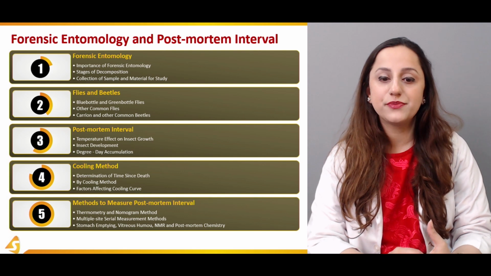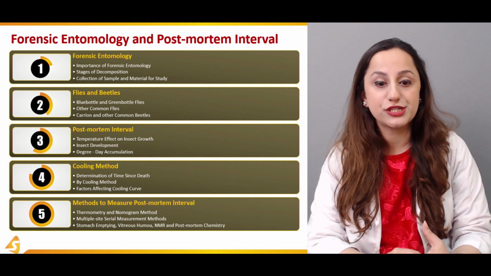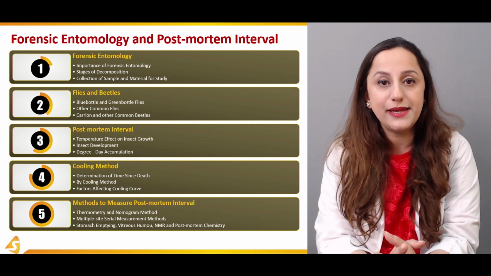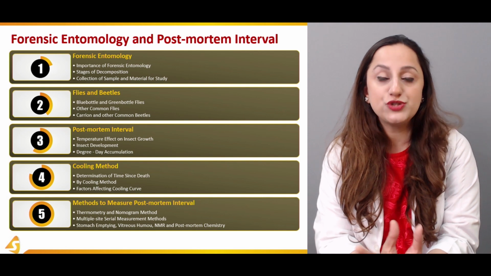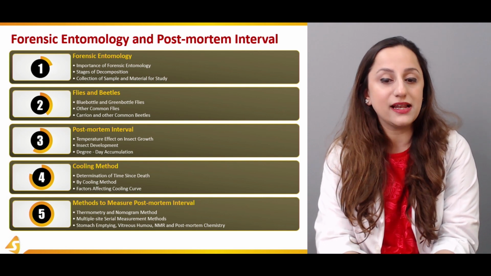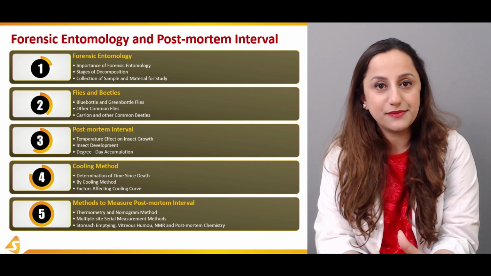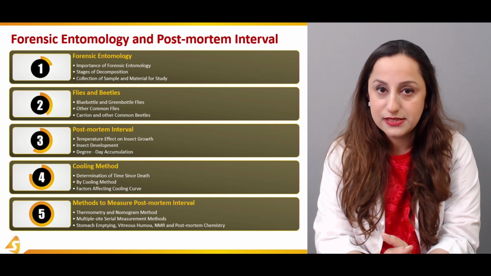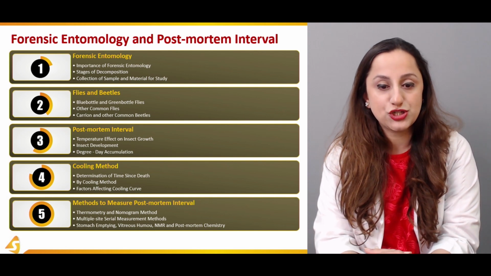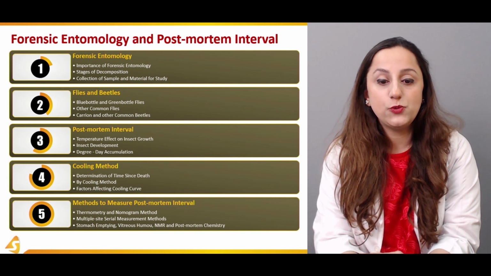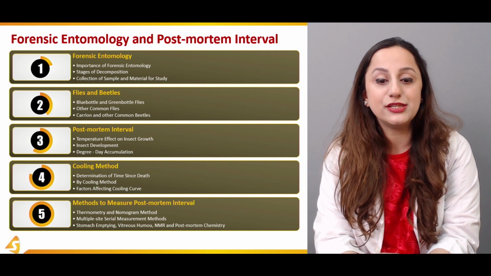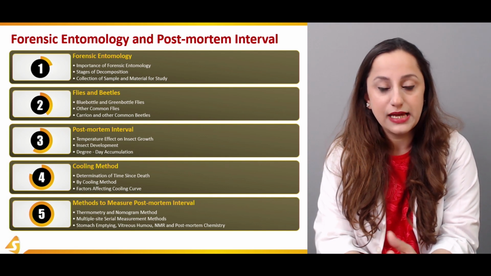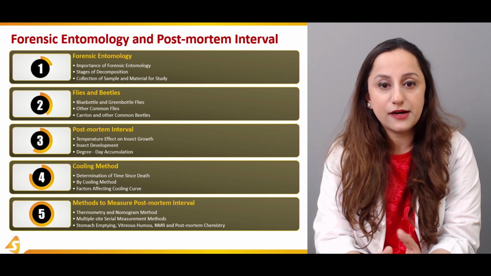The fifth section mainly comprises the methods to measure the post-mortem time interval. Thermometry and nomogram methods have been introduced recently, and they are very user-friendly, and we can easily calculate the post-mortem time interval at a lot of crime scenes. The multiple site serial measurement methods are also included in this section. The stomach emptying, the vitreous humor, the NMR methods, and the post-mortem chemistries, all of these are discussed in the fifth section. So it will be a very interesting lecture.